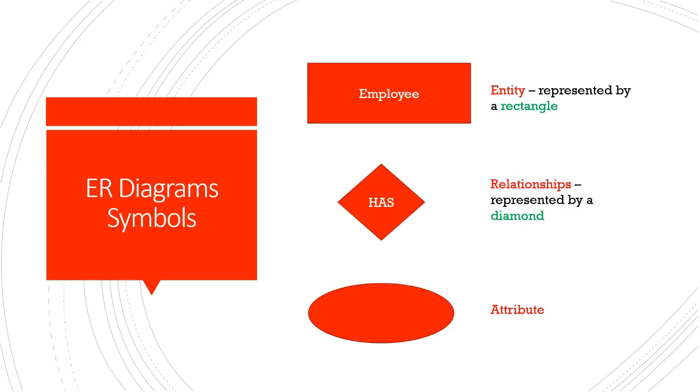Whenever you're making an ER diagram, these are the symbols that you're going to use. You have an entity, which looks like that there. It's a rectangle. You then have a relationship, which is represented by a diamond. And then you have an attribute, which is the circle.